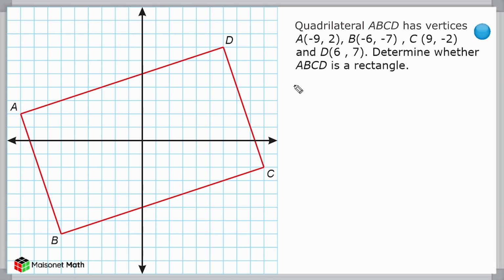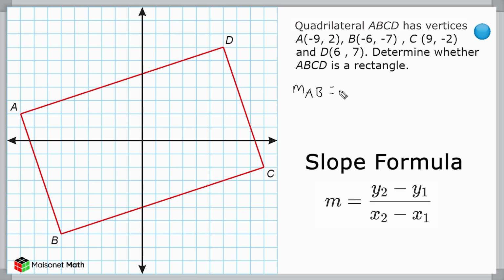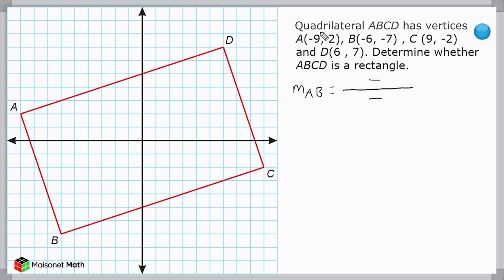All right, let's start by finding the slope of line segment AB. For the numerator, we always subtract the y values, and for the denominator, we subtract the x values. So we're just going to look at the values inside the parentheses here. I'm going to start with this y value of -7 and subtract this y value of +2. And for the x values, we have to go back to the same point we started at the top. So we're going to take -6 and subtract that with -9.